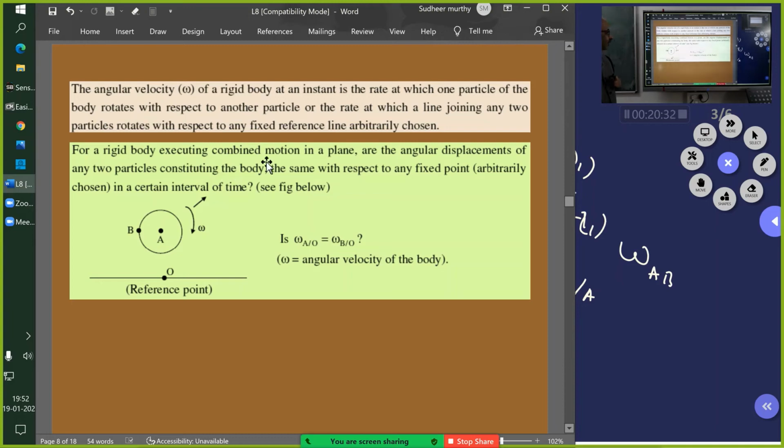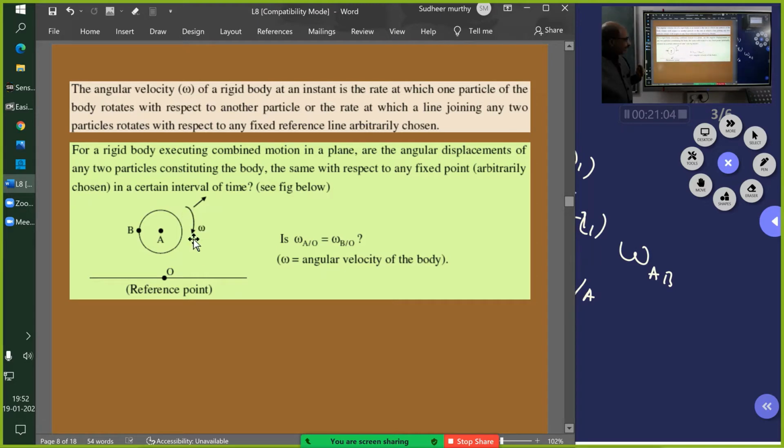For a rigid body executing combined motion in a plane, are the angular displacements of any two... It is combined motion, first of all. Combined motion means both point A and point B will move. And two particles having combined motion means B is rotating with respect to A, or A is rotating with respect to B.